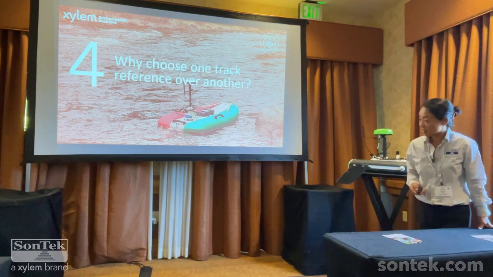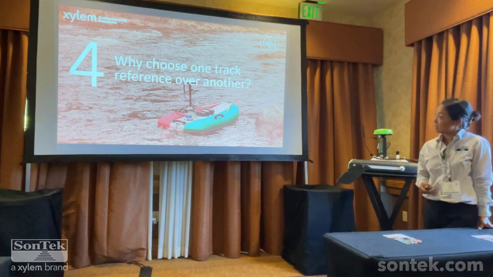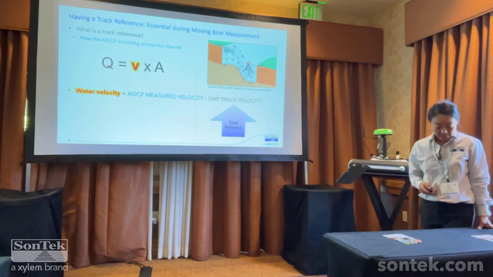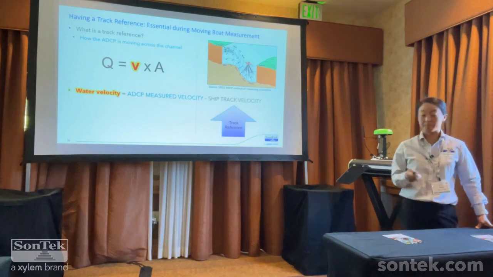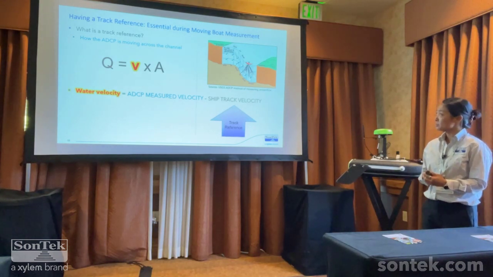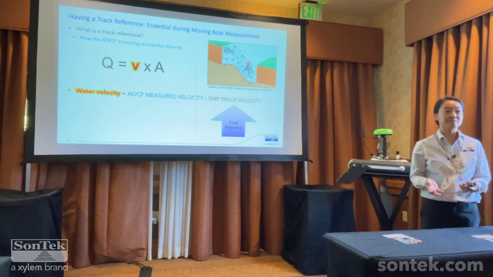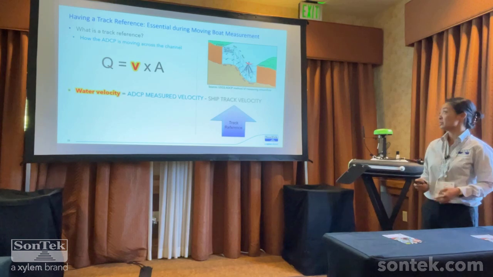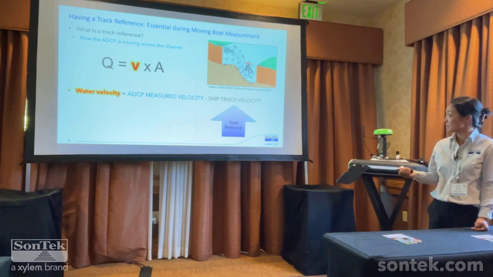So the next topic that we hear often is why choose one track reference over another. Let me explain what that means. Having a track reference is essential during a moving boat measurement. So what do we mean by track reference? The track reference is basically how the ADCP is moving across the transect. Again, that final Q value that we want is velocity times area, and we're really talking about that velocity parameter here.